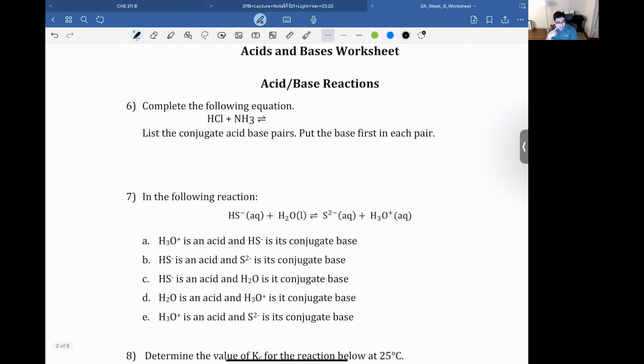Number 6, it says complete the following equation. HCl plus NH3 is in equilibrium with what? List the conjugate acid and base pairs. Well, there are 2 ways you could think about this if you're not thinking in terms of strong acids. You could think in theory that the NH3 could give a hydrogen to the HCl, and you would get H2Cl plus. It's not going to work because HCl is a strong acid, so it's going to give its hydrogen away.